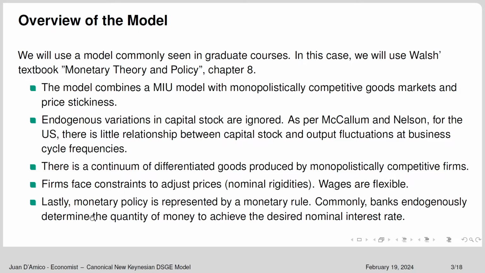Lastly, monetary policy is represented by a monetary rule. Commonly, banks endogenously determine the quantity of money to achieve the desired nominal interest rate.